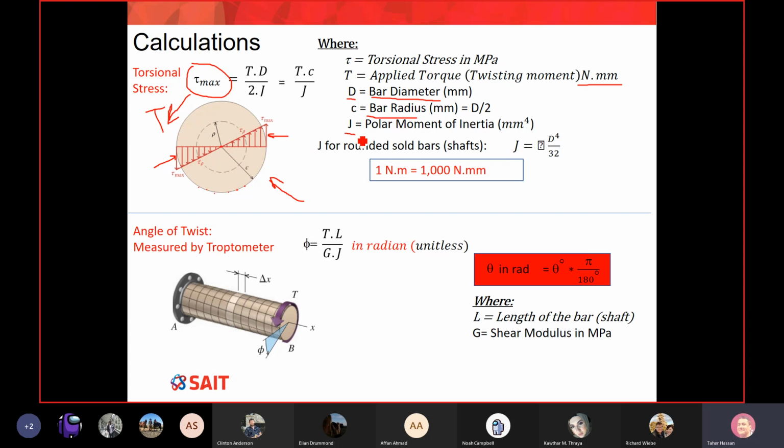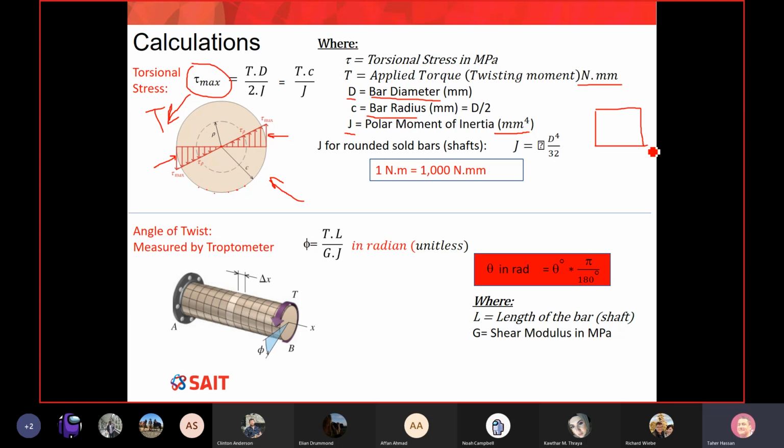What is J? J is something called the polar moment of inertia. Please be patient. J is the polar moment of inertia, and it is measured in millimeter to the power 4. Now, what is J? You probably understand by now that if I give you any section, for example, a square, a rectangle, a trapezoid, a circle, any geometry, it has some properties. For example, what is the area? Where is the centroid? Where is the center of gravity? Those are called geometrical properties.